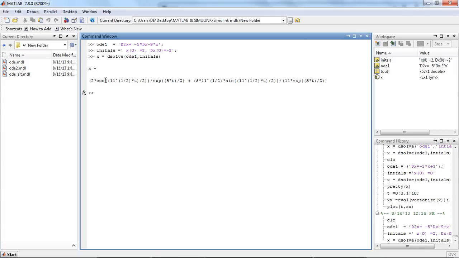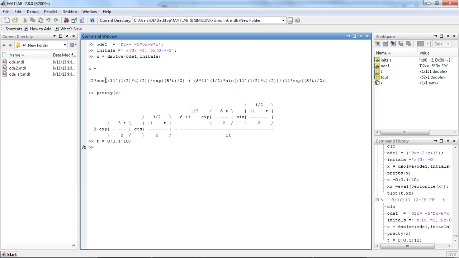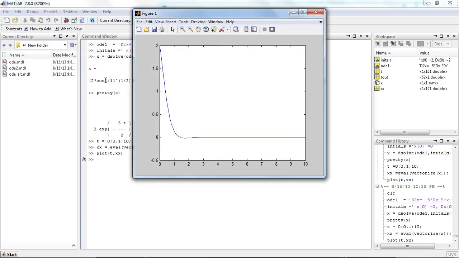Let's clarify this thing pretty. So it is of this type. So now we give a time span. We vectorize our equation x. Done. Then we say plot t comma xx. So we have a plot which was similar to that of which we did in that case.